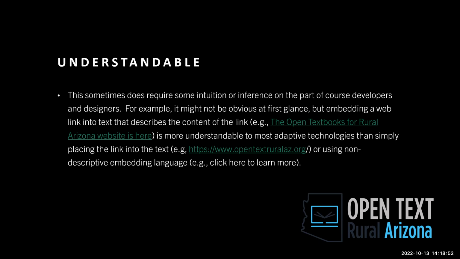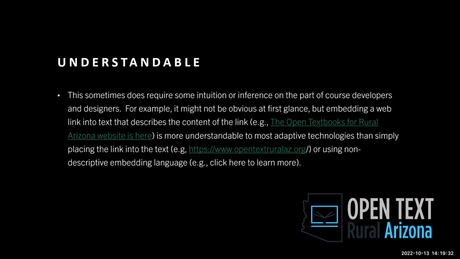When the screen reader gets to the very first example that we have on the screen here, the one that says the Open Textbooks for Rural Arizona website is here, it is going to flag to the person who is reading this that this is a hyperlink to another website, but it's going to read out loud what the link actually says, which is the Open Textbooks for Rural Arizona website is here. Now, when the screen reader gets to the second example of what we've got underlined, the one that says https://www.opentextruralaz.org, what the screen reader is going to do is the exact same thing.